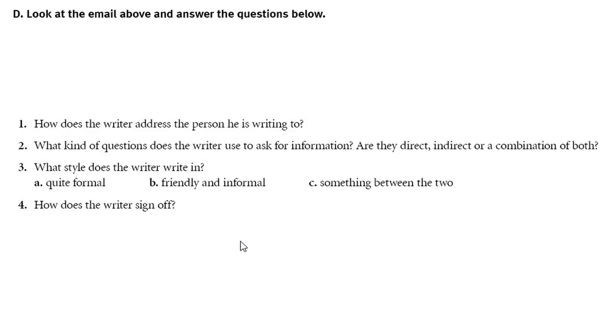D. Look at the email above and answer the questions below. 1. How does the writer address the person he is writing to? 2.